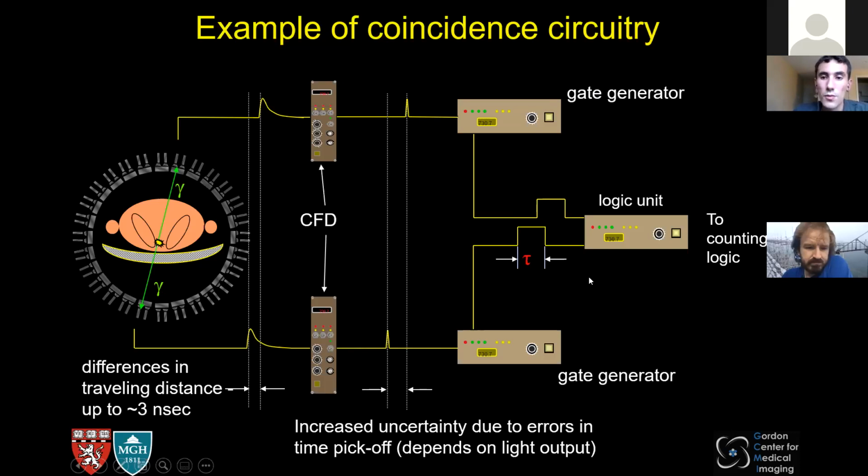And if you have overlap between the two pulses, then your scanner is going to record a coincidence event. If this pulse was slightly shifted and you would not have overlap, then you wouldn't have a coincidence event recorded by the scanner. Okay, so it's a very simple processing. Okay, so let's move on.